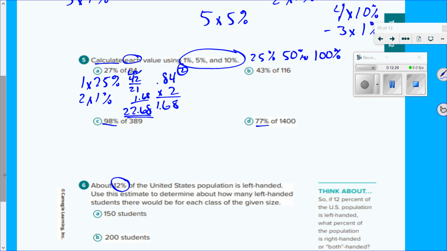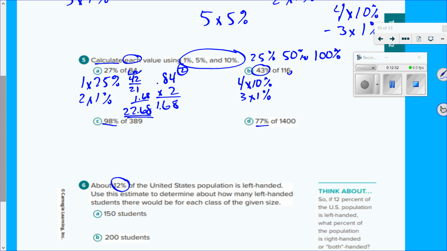Everybody good on that one? Okay. 43% of 116. This one, I would probably do 4 10s and 3 1s. So 4 10% and 3 1s. You could have also done 50 minus 5 minus 2 1s, but that's going to be probably more work.